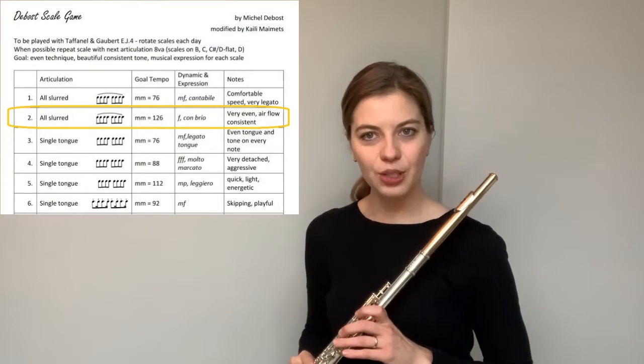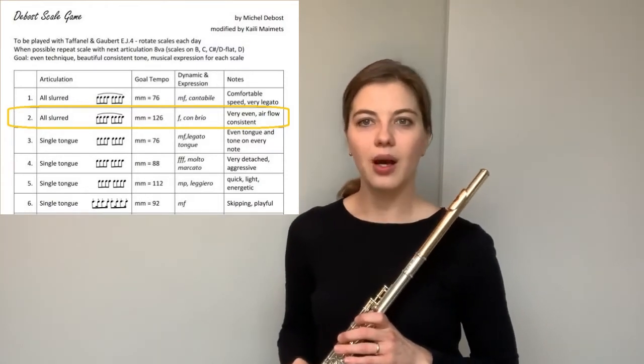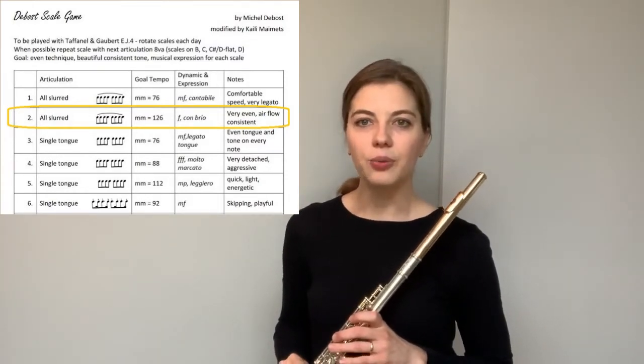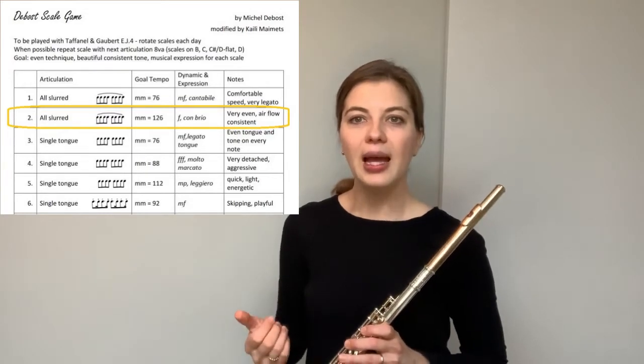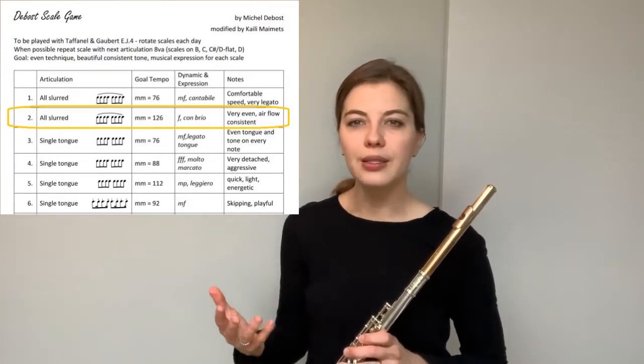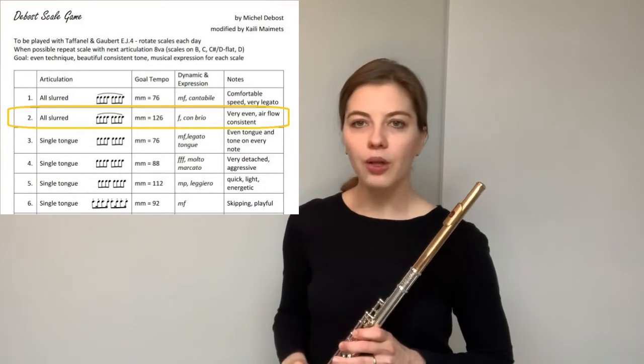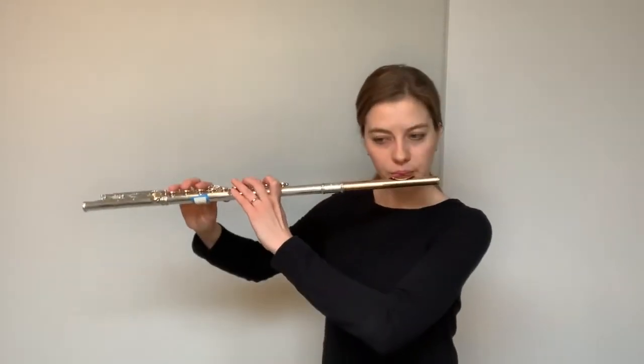Okay, so I didn't do the modulation for this first articulation, for this C major, because we are going to be starting now C major up the octave for the next articulation. So the next articulation is articulation number 2. It is also all legato, but this time around we're going to be playing it forte and con brio, so with brilliance, with vigor, so a lot more energetic.